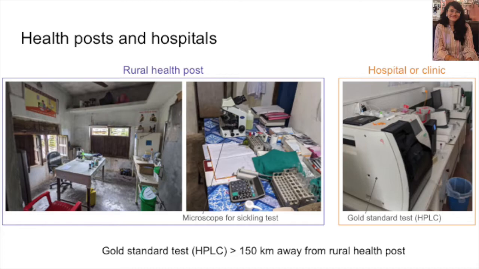The next slides show us some examples of the health post in rural Nepal, where microscopes are available for performing the sickling test. However, the gold standard test, that is the HPLC, can be at least 150 km or 3 hours away, making the confirmatory test for diagnosing sickle cell a real challenge.